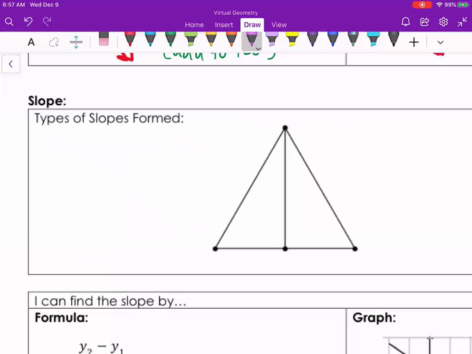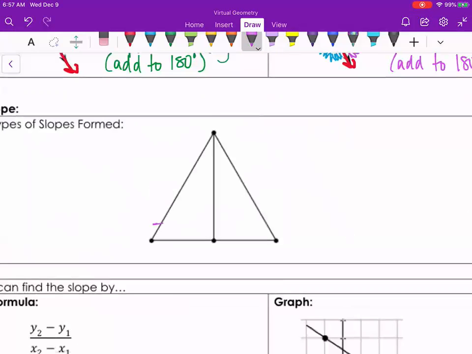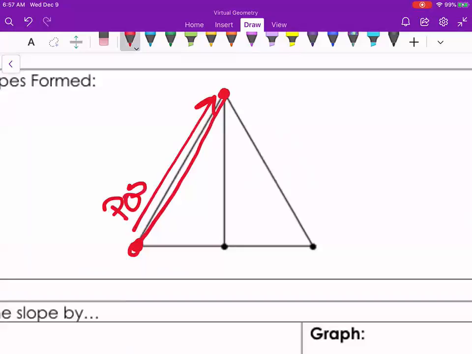Now, some of the other things we talked about with parallel and perpendicular lines are the types of slopes that we have. So I like to use a triangle to review this, because when you have your two points and that line is going up left to right, that is your positive slope.